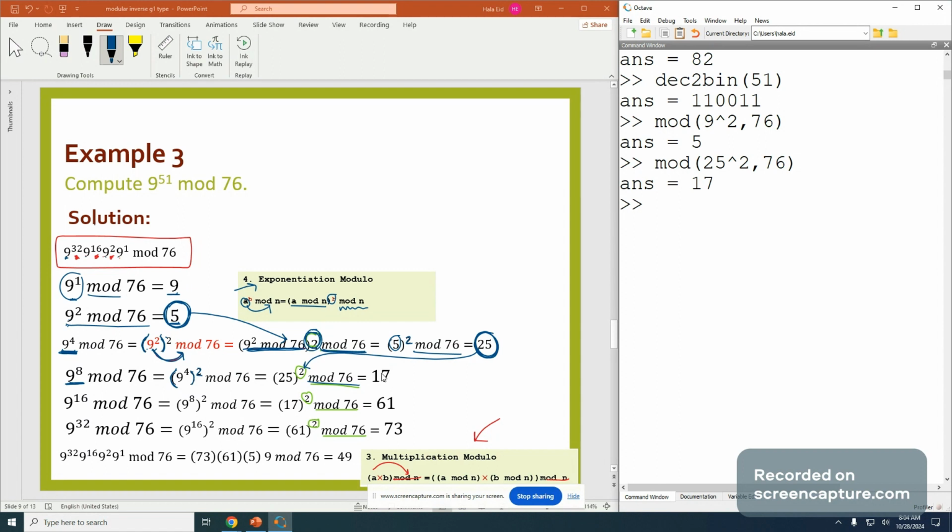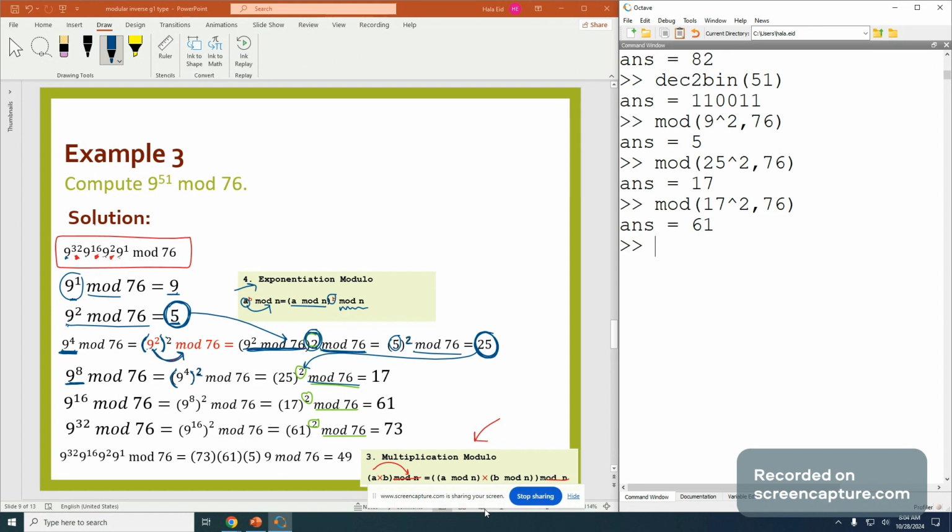Now we're going to do the same thing. I need to square it again. Every time we're going to be squaring until we get to the 32. So now how do we get this answer? It's the same thing: you take the previous answer. My previous answer is 17. So you go 17 squared mod 76, you get 61. This is the answer you got.